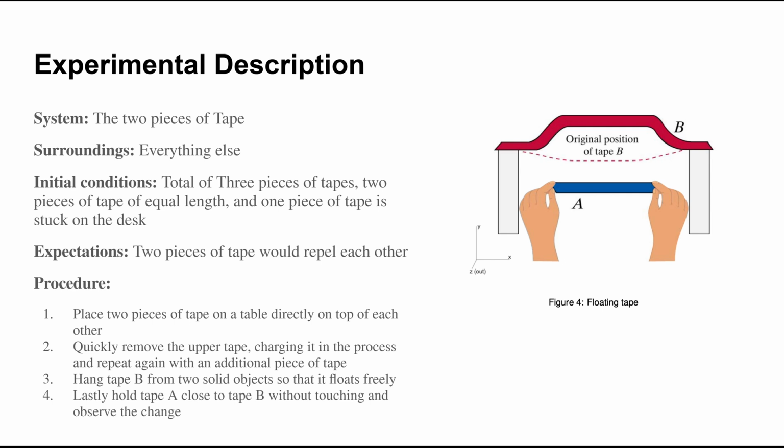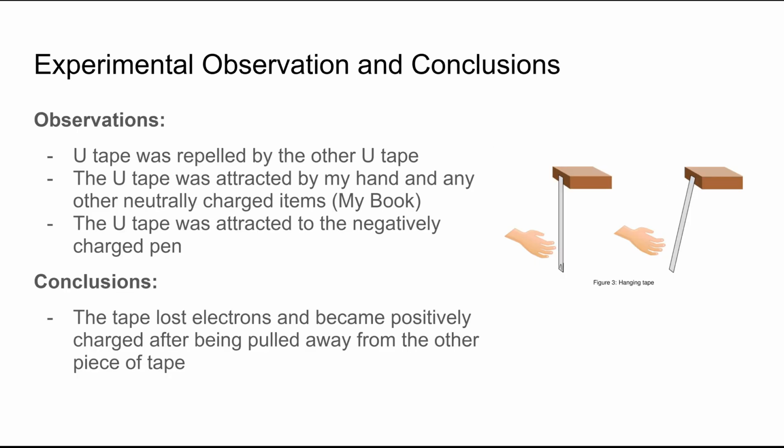And regarding the description of the experiment, the system is the two pieces of tape, and the surroundings is everything else around it. The initial condition is there are a total of 3 pieces of tape: 2 pieces of tape of equal length, and 1 piece of tape stuck on the desk. We expect that the 2 pieces of tape would repel each other, and the following 4 steps are the procedure of the experiment.